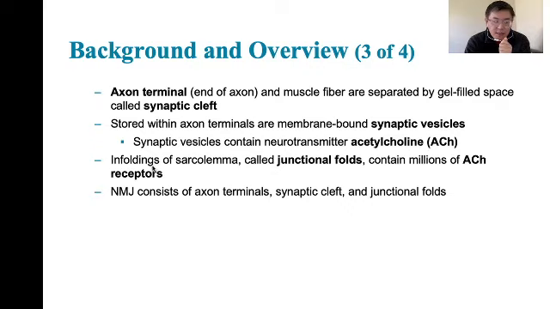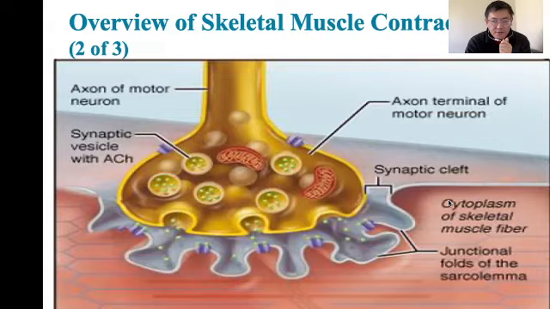Whereas the sarcolemma under the synaptic bulbs has many folds, which are called junctional folds. They contain millions of acetylcholine receptors. So briefly, the neuromuscular junction consists of axon terminals, synaptic clefts, and junctional folds.